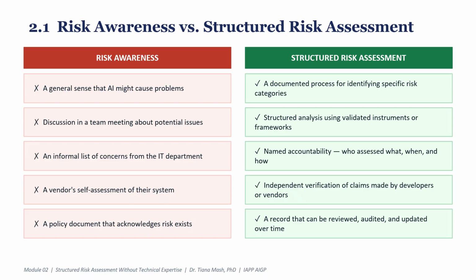Now, what does this actually mean? Let's break it down. These 5 elements together constitute a structured risk assessment. Every one of them can be implemented without technical expertise. None of them require you to understand machine learning or neural networks. They require documentation, discipline, and defined process. That is all. So here's an example for you to make sense of what I'm saying.